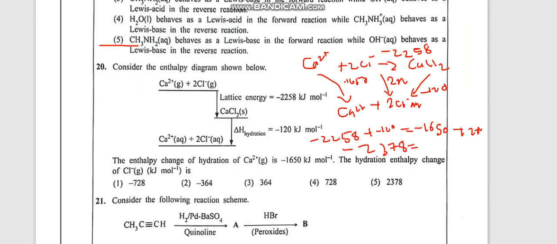Then I am taking minus 1650 this side, then it is plus 1650, that's equal to 2x. Now let's find the value. So minus 2378 plus 1650 is giving you minus 728. Now you have to divide by 2 because they are asking for Cl minus per mole only, but this is for 2 Cl minus. So if you divide it by 2, you will get the X value as minus 364 kilojoule per mole. So successfully we have discussed the next 10 questions also. Thank you for watching.